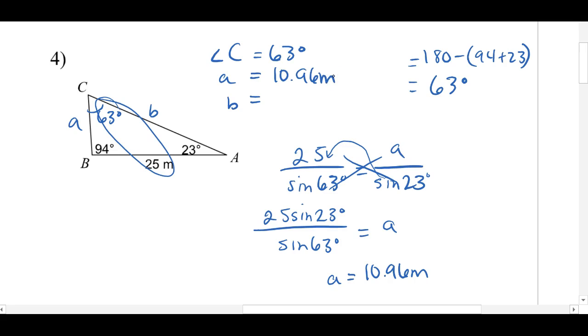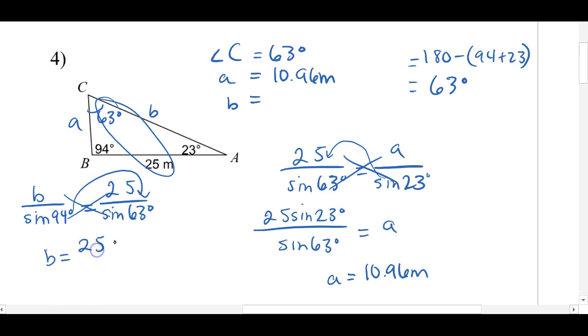And the last one we need is B. So again we'll set up our law of sines formula. B is opposite of angle 94, so we'll do sine of 94. And then we'll use that first pair I used, the 25 and 63. So 25 over the sine of 63 degrees. Cross multiply, bring that sine up there. And now 25 times the sine of 94 degrees divided by sine of 63 degrees.